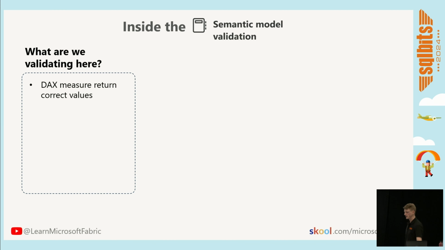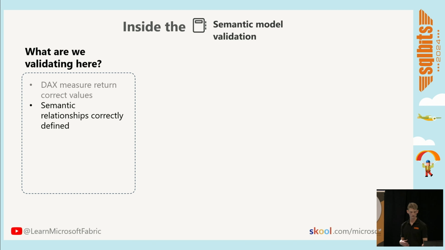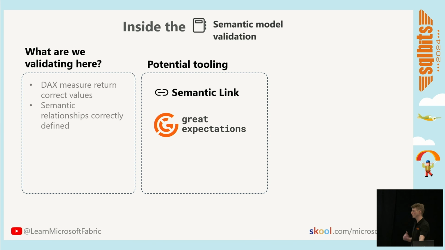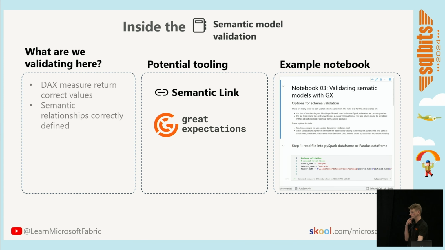So just to summarize here, at this stage in the semantic model validation, we're validating that the DAX measures return correct values, that your semantic relationships have been defined correctly, including weird edge cases as well. Now the tooling is going to be semantic link, Great Expectations. And again, there's an example notebook that shows you exactly how to do this on my YouTube channel and on my school community as well.